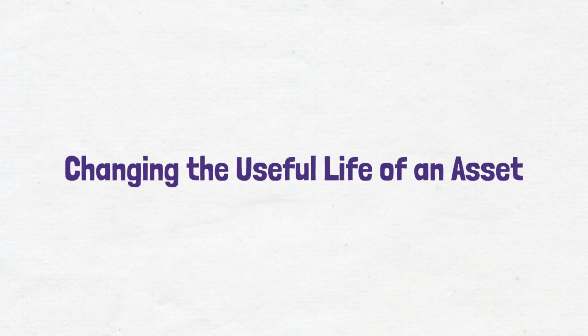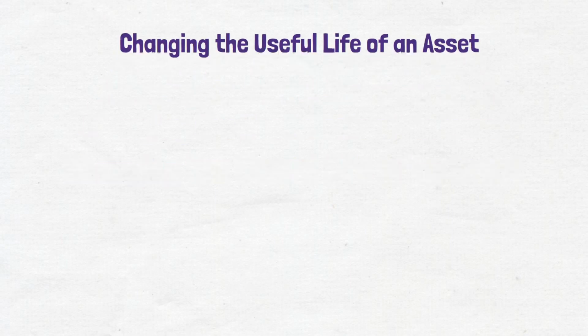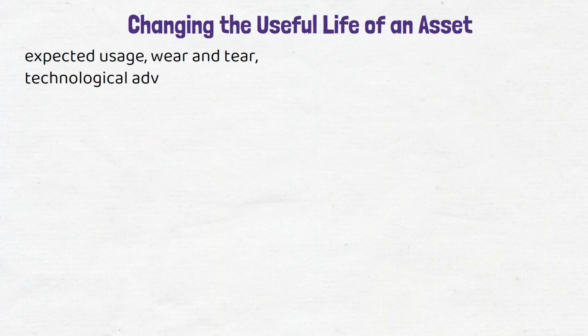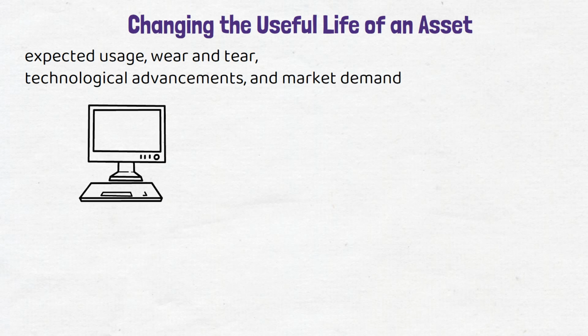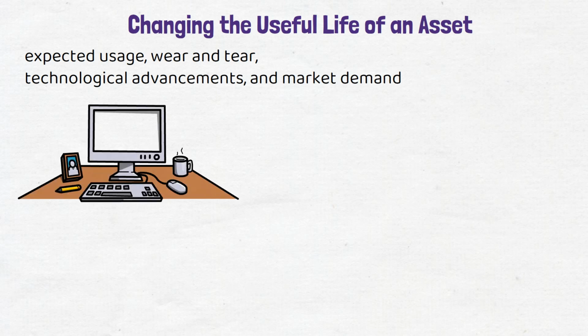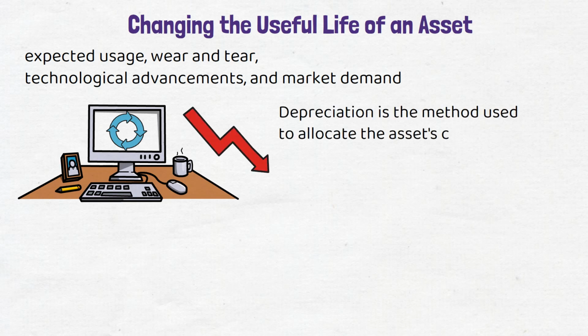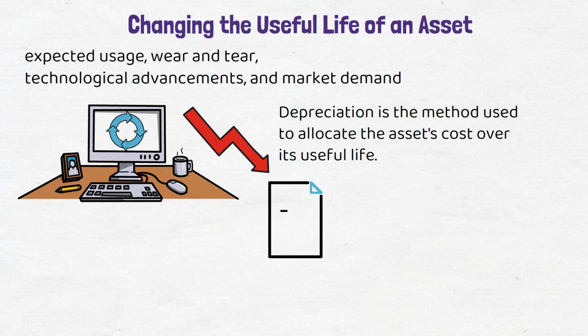Changing the useful life of an asset. The useful life of an asset is determined based on various factors such as expected usage, wear and tear, technological advancements, and market demand. However, changing an asset's useful life is possible if any of these factors significantly impact the asset's expected lifespan. Changing the useful life of an asset can have significant financial implications, particularly in terms of depreciation. Depreciation is the method used to allocate the asset's cost over its useful life. When the useful life of an asset is changed, it can impact the rate at which depreciation is taken, which can affect the financial statements and tax liabilities.